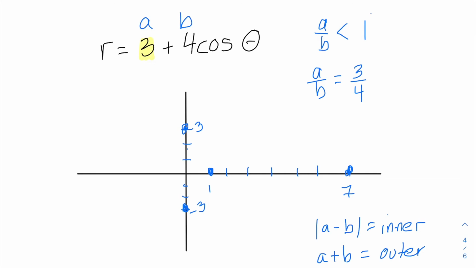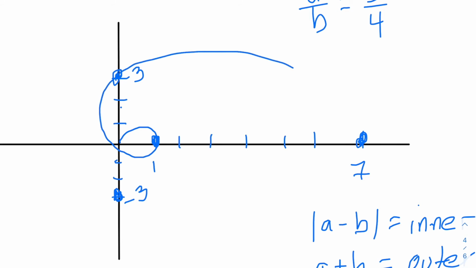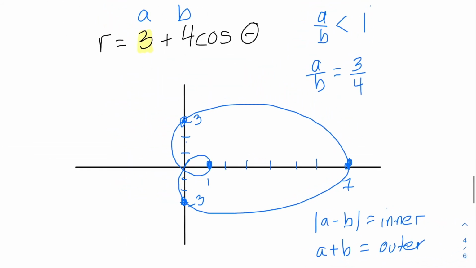So from here, we can come up with a pretty accurate graph. I'm going to zoom in a little bit to try to make this graph as accurate as possible, but we're going to have an inner loop. Then we're going to cross our y-intercepts at positive and negative 3. And we're going to go all the way to our outer loop of 7. And that's going to be the shape of this particular limacon, which contains an inner loop.